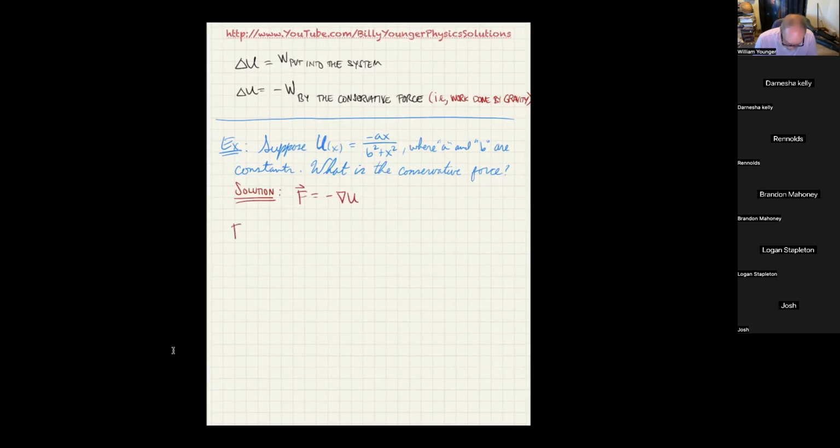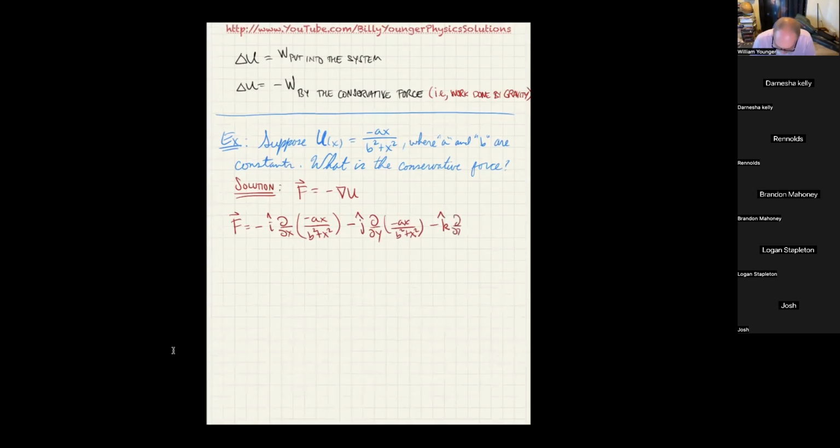In this case, this is going to become F is equal to the negative i hat partial with respect to x of negative ax over b squared plus x squared, minus j hat partial with respect to y of negative ax over b squared plus x squared, minus k hat, and this is the partial with respect to z of negative ax over b squared plus x squared. Notice I'm distributing the minus through here. That's why you're seeing multiple minuses.